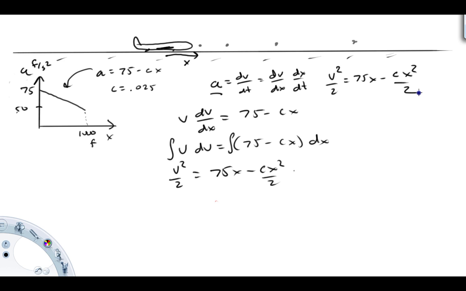So the first part of the question says something like, what is the speed when the plane has traveled 1,000 feet? I'm not even going to bother doing that. You folks can do that. So, you know, you put 1,000 here, here, solve for v. It's no problem at all.